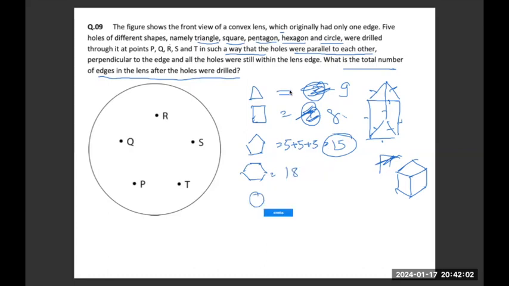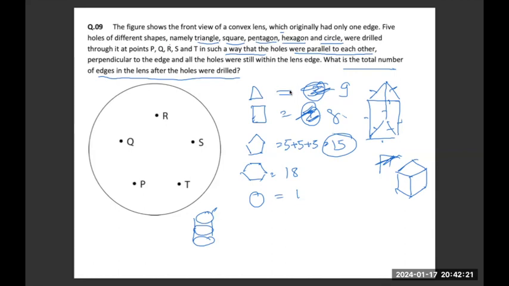A circular hole will have a top one edge and then a bottom one edge. There is no edge in the circular surface. So a circle will have one edge.